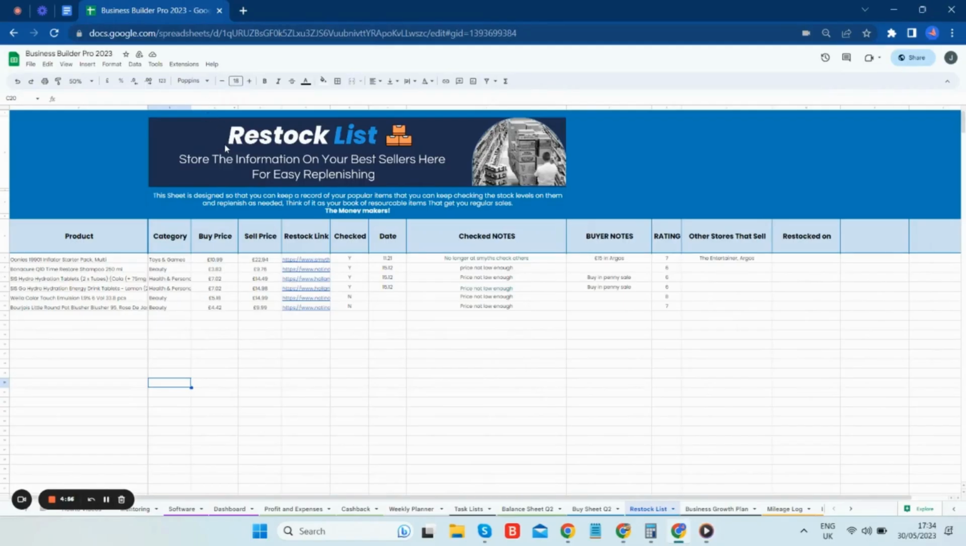The Restock Planner is a valuable tool designed to work seamlessly with your buy sheets, providing an efficient and organized way to store essential information on your best-selling items. With this planner, you can effortlessly monitor stock levels, make important notes, and add relevant links for quick and easy restocking. Effective inventory management for your top-selling products is vital for the long-term success and growth of your business.